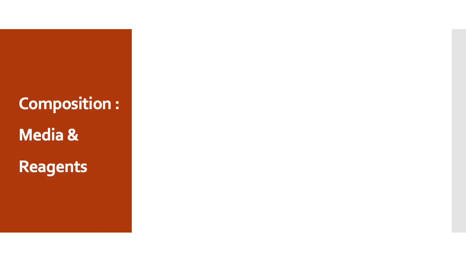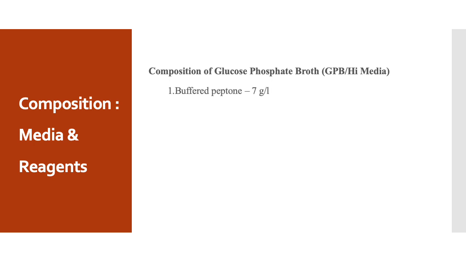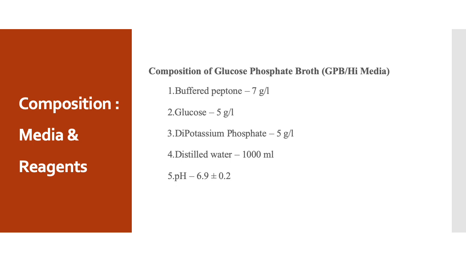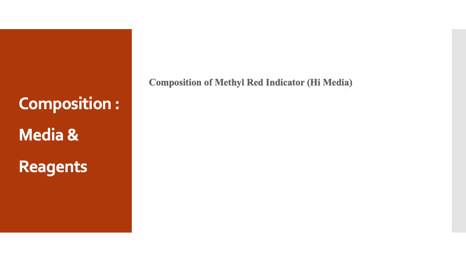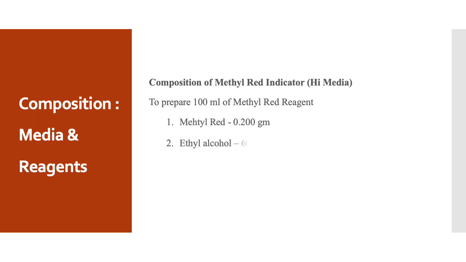Now we shall see the composition of media and reagents. Friends, this glucose phosphate broth contains buffered peptone 7 grams per liter, glucose 5 grams per liter, dipotassium phosphate 5 grams per liter, distilled water 1000 ml, and pH is set to 6.9 plus minus 0.2, that is pH is neutral. Now we shall see the composition of methyl red reagent. To prepare 100 ml of this reagent, you will have to weigh methyl red 0.200 grams, ethyl alcohol 60 ml, and distilled water 40 ml.